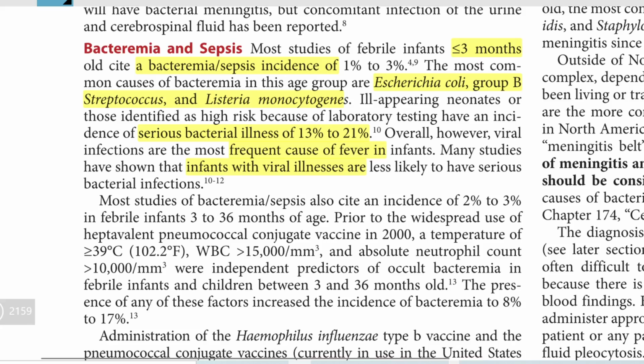Ill-appearing neonates, or those identified as high risk because of laboratory testing, have an incidence of serious bacterial illness of 13 to 21%. Overall, however, viral infections are the most frequent cause of fever in infants. Many studies have shown that infants with viral illness are less likely to have serious bacterial infection.